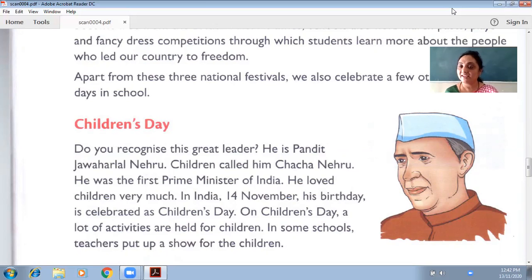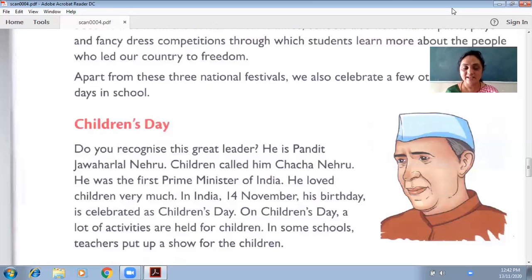Every year in the month of November, on the 14th, we are going to celebrate Children's Day. His birthday is celebrated as Children's Day. Why? He loved the children very much. So to remember his birthday, we are going to celebrate it as Children's Day.